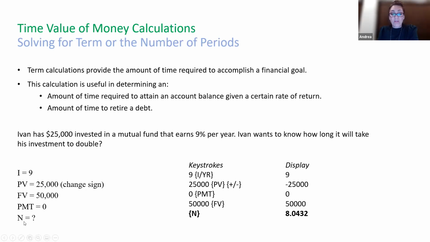We're solving for n, or the number of time periods. So our keystrokes here would be 9%. The 25,000 is a negative number here, and that's our present value. Our future value is going to be 50,000, because again, we have to have one positive, one negative, and we're solving for n. So it's going to be 8 years.